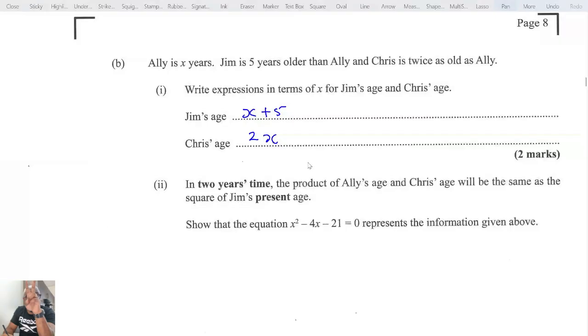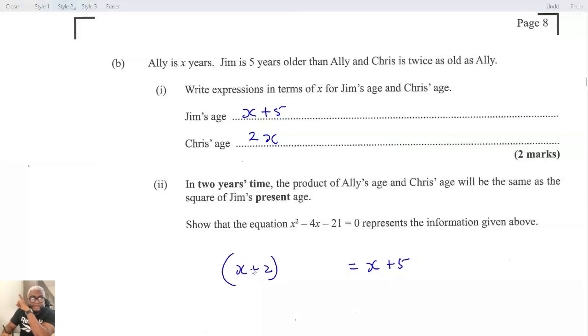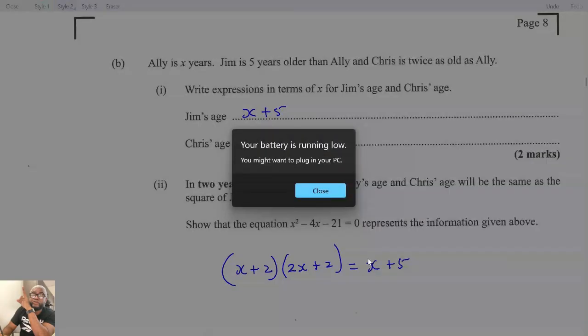2 marks. In 2 years' time, the product of Ali's age and Chris's age will be the same as... Look at how this is worded. The first thing you'll think is that it's 2 plus the product of their ages, but it's actually not, right? So let me deal with Ali first. Ali would be X plus 2. Everybody agrees? Because that's what her age will be in 2 years' time. And then Chris's age will be 2x plus 2. And that's equal to, with binomial expansion.